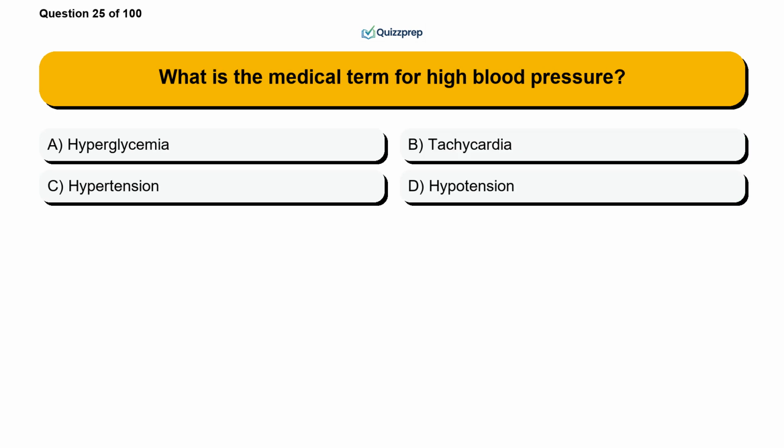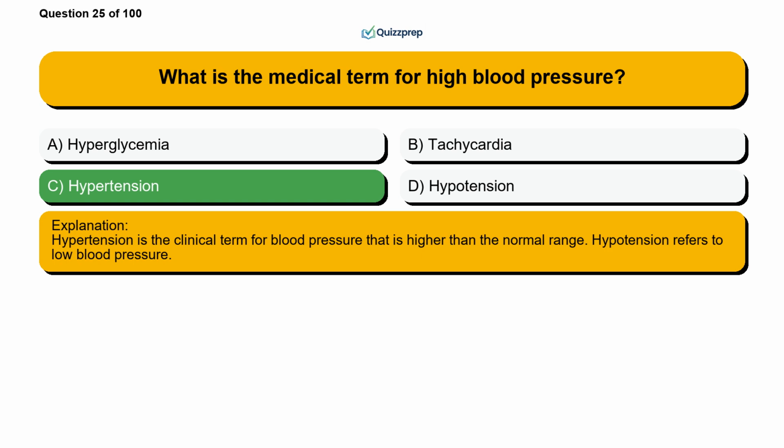Question 25. What is the medical term for high blood pressure? Option A, hyperglycemia. Option B, tachycardia. Option C, hypertension. Option D, hypotension. The correct answer is option C, hypertension. Hypertension is the clinical term for blood pressure that is higher than the normal range. Hypotension refers to low blood pressure.